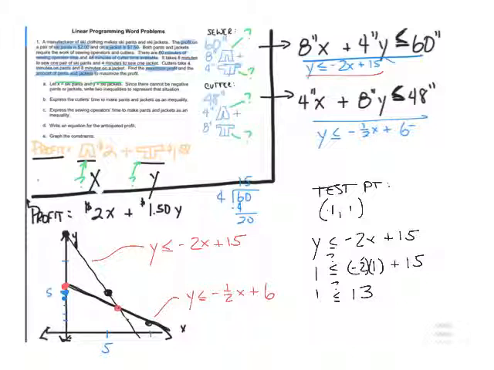So I'm going to go back to my graph and say, okay, for that very first one, everything in this region will work. That's my feasible region for the first equation.